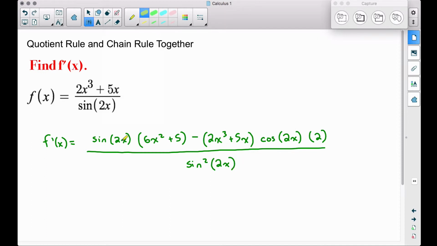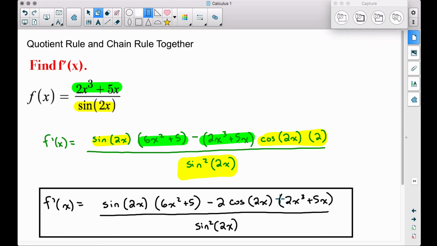So again, let's recap that. We take our low, d high, we take the derivative of the top function, which is what we have right here, minus, now we take our high, we leave it alone, d low, the derivative of sine of 2x is this stuff here where we apply the chain rule, and then it's all over low low. We take that low function, the bottom function, and we square it. That's what low low means, low times low.